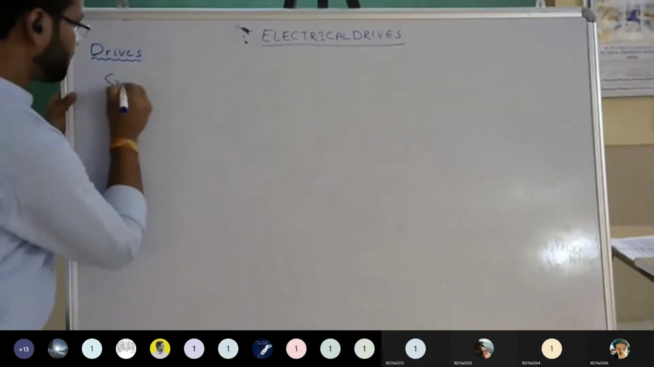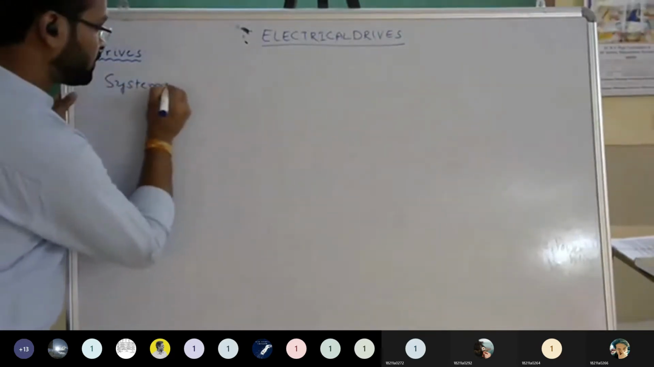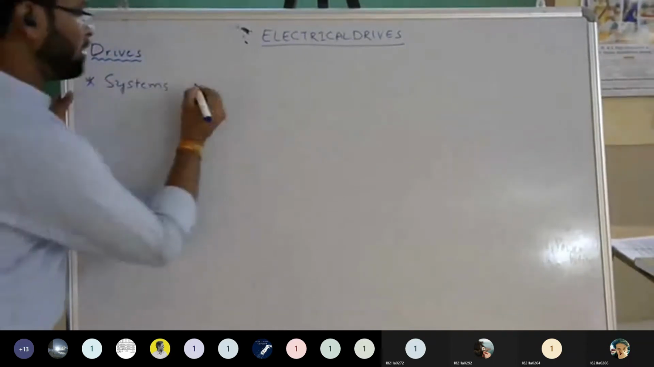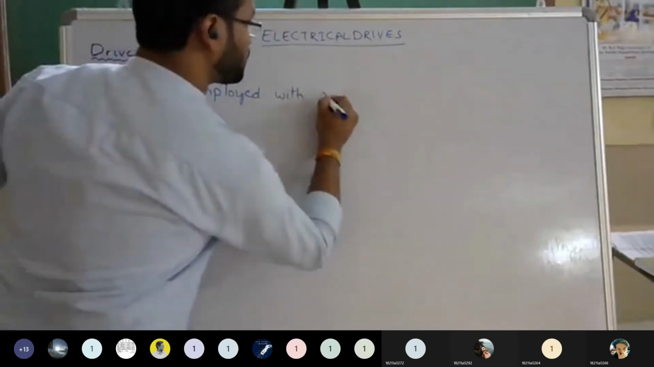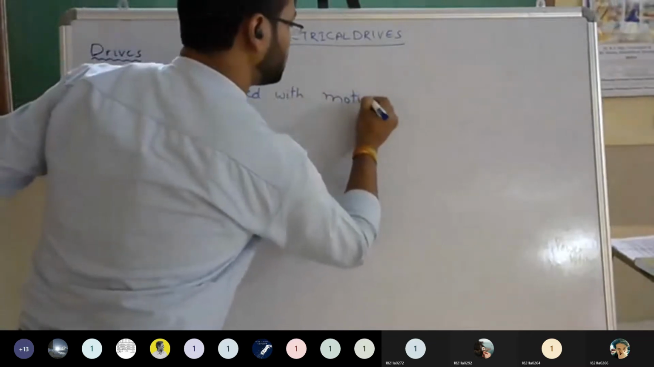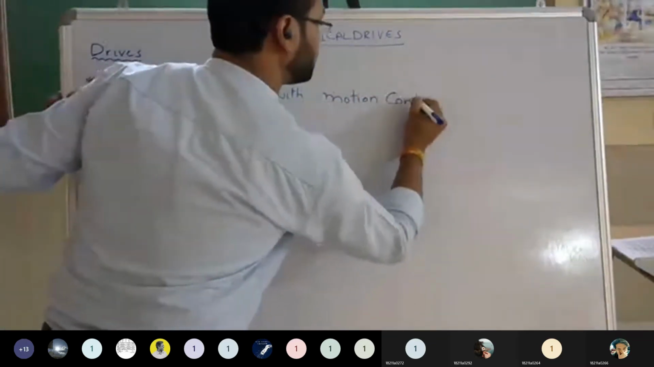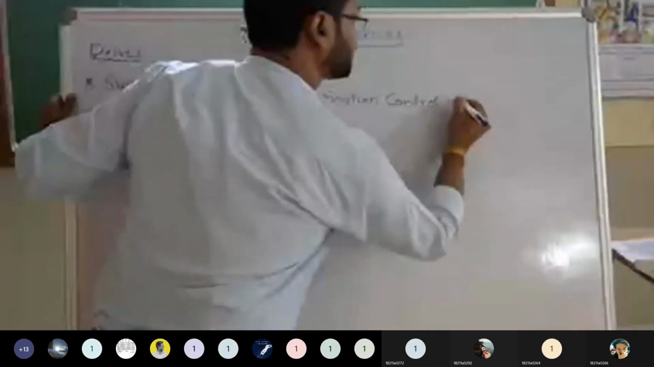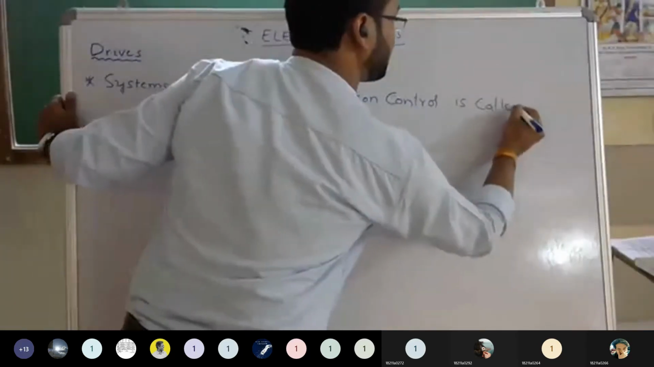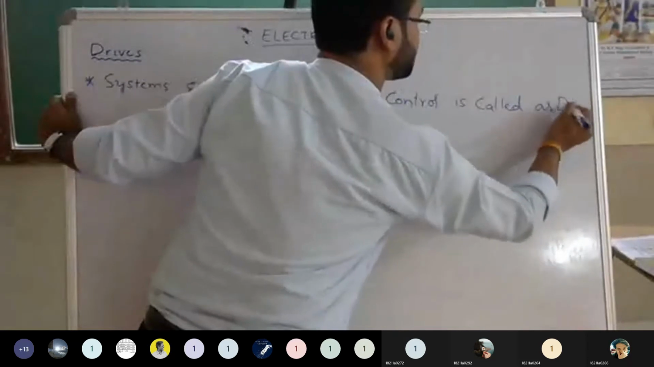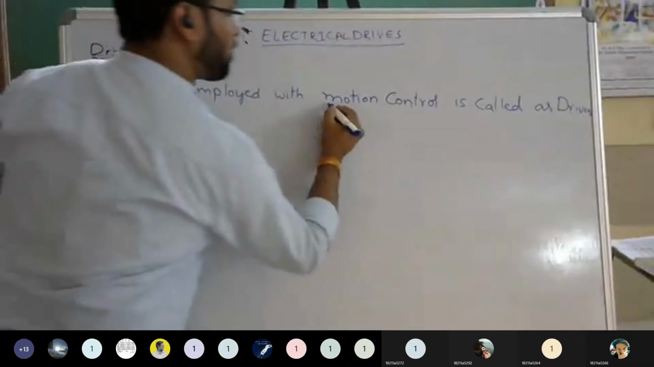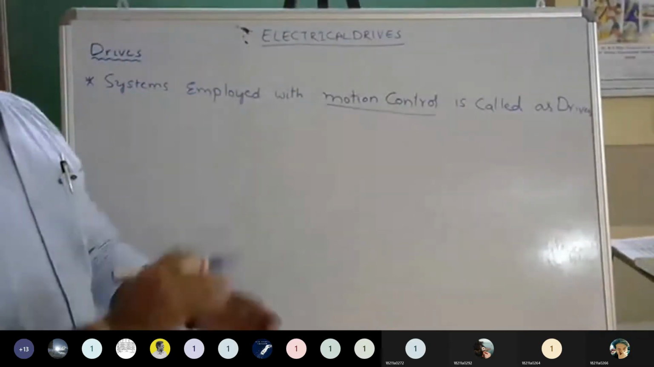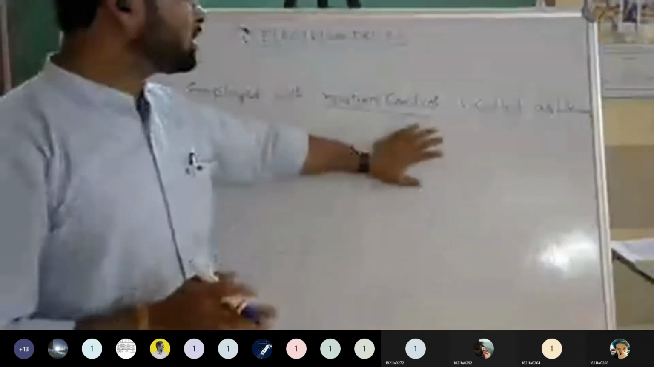The systems employed with motion control is called as drives. So the systems employed with motion control are called as drives. What is the meaning of motion control?